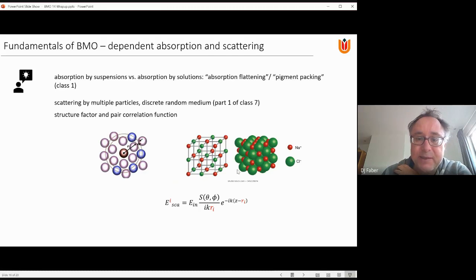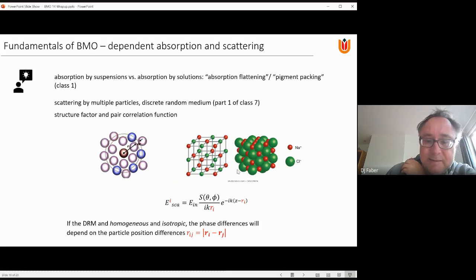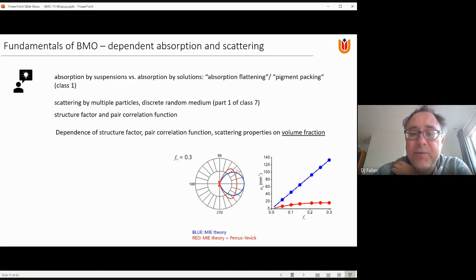There were two functions that described this. The structure factor was the one that we actually need in order to calculate the effect on the optical properties. The other function related to it was the pair correlation function, which actually described the organization of the sample. And these two were related through a Fourier transform relation. In that way, that essentially cements that it is the positions of the particles that determine these effects.